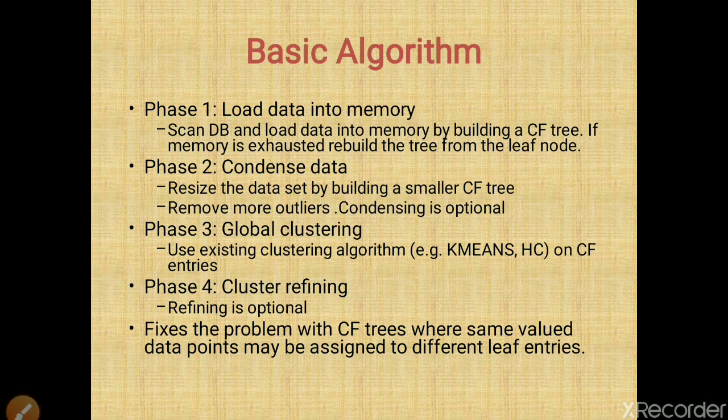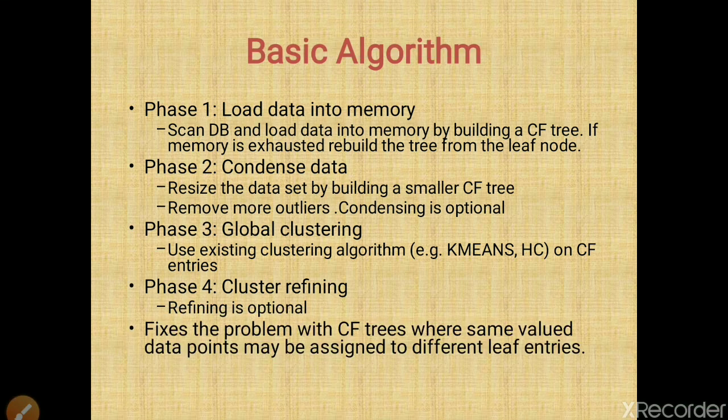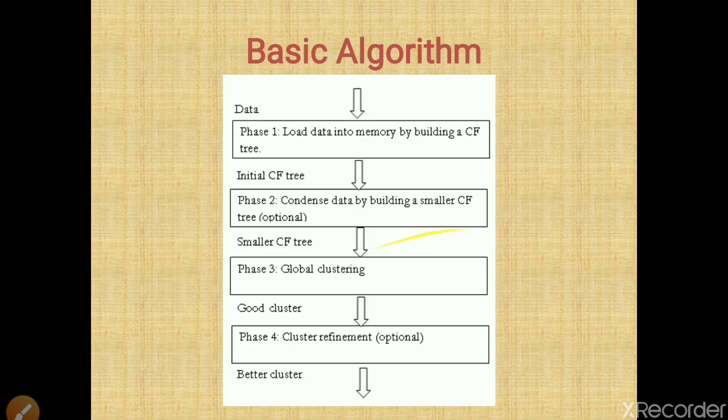Now, the third phase is global clustering. Use any existing clustering algorithm, like hierarchical clustering or K-means, on the clustering feature CF entries. Next is cluster refining. Refining means, in order to make it purer, you have to remove the outliers. That is done under cluster refining, the fourth phase. It also fixes the problem with the CF tree where the same values of data points may be assigned to different leaf entries. We will see each phase.